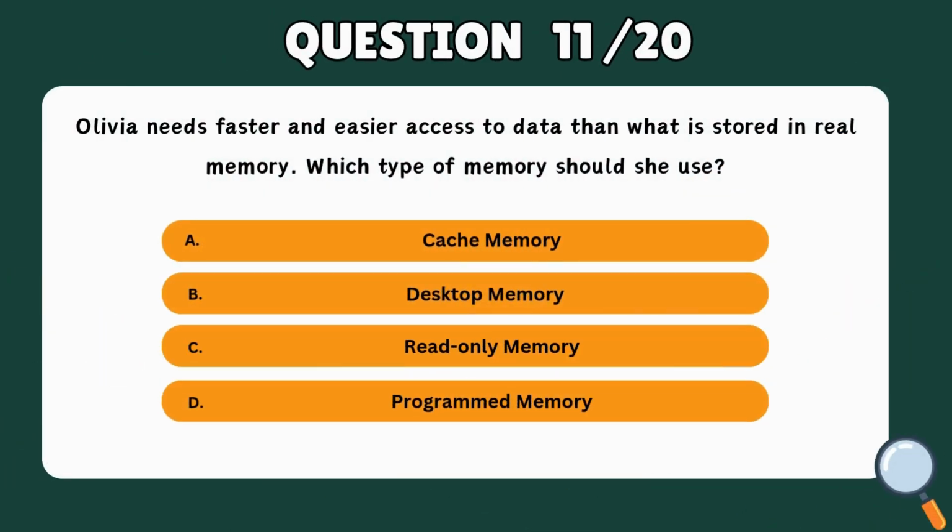Question 11. Olivia needs faster and easier access to data than what is stored in real memory. Which type of memory should she use? A. Cache memory. B. Desktop memory. C. Read-only memory. D. Programmed memory.